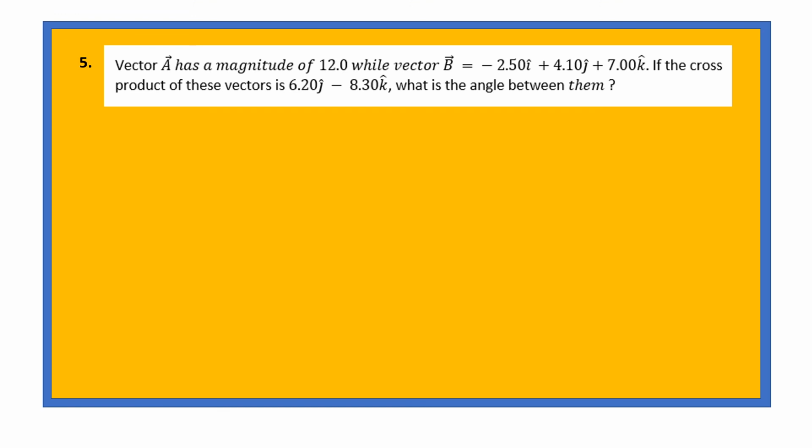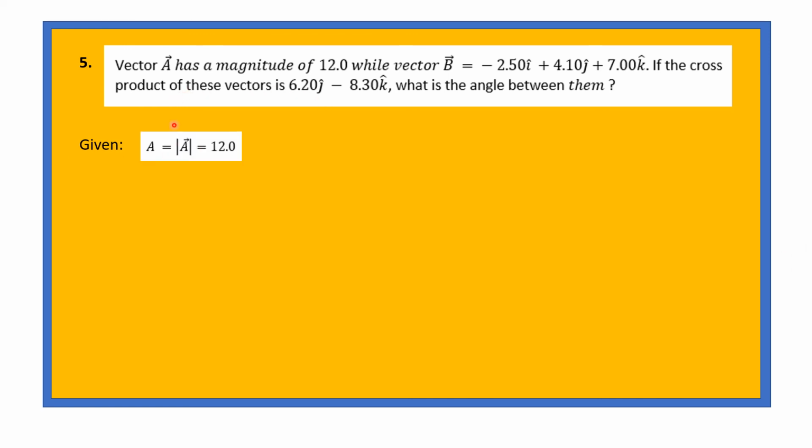Number 5. Vector A has a magnitude of 12, while vector B is equal to negative 2.5 i hat plus 4.10 j hat plus 7.00 k hat. If the cross product of these vectors is 6.20 j hat minus 8.30 k hat, what is the angle between the two of them? What is the angle between A and B? So let's look again at what is given.